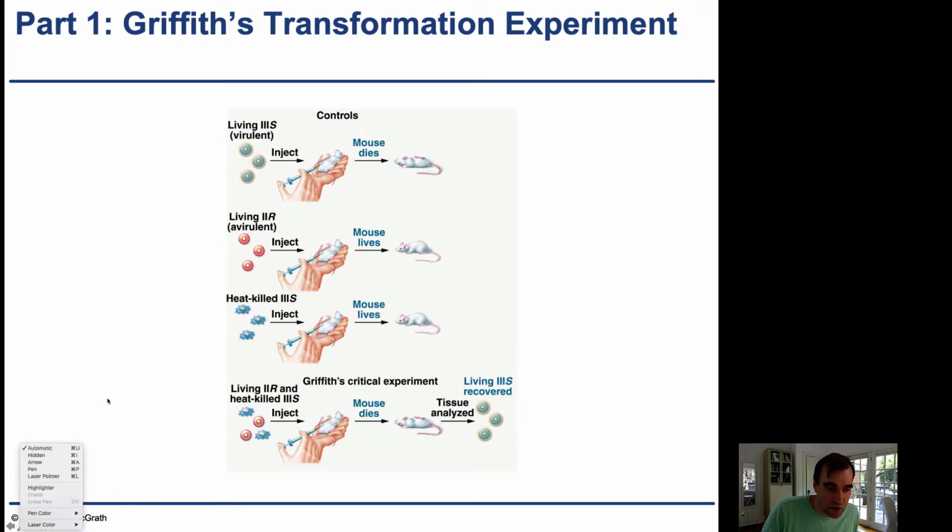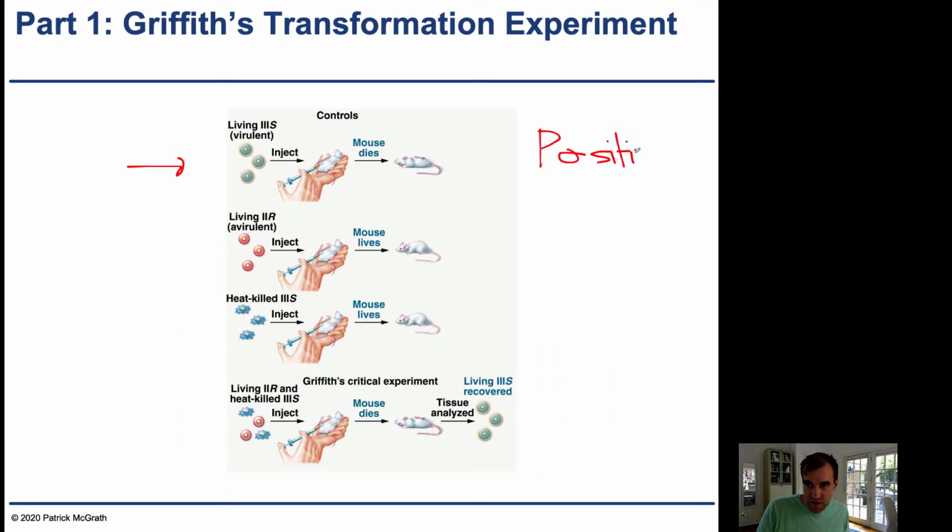So in the first lane, we have a positive control. So what is a positive control? Like any good experiment, you need to have positive controls and negative controls. And so the positive control showed that if you took living 3S strains and injected them into mice, then the mice would die.